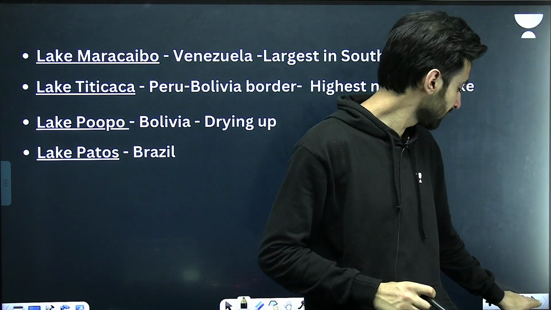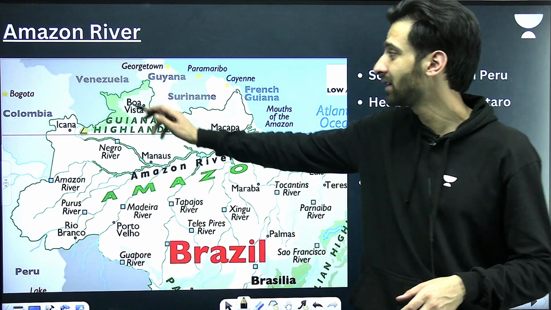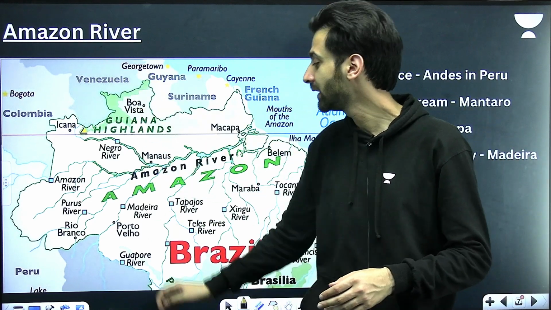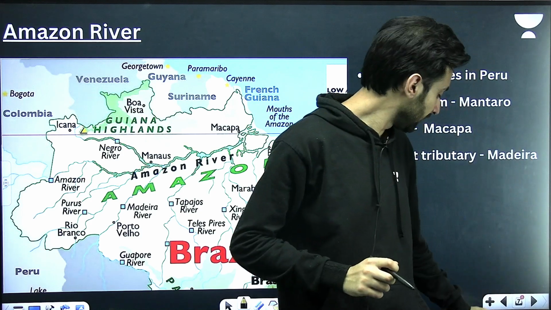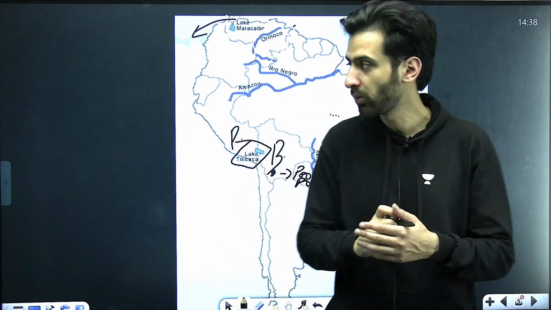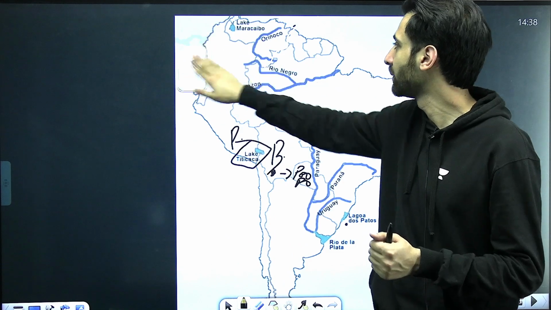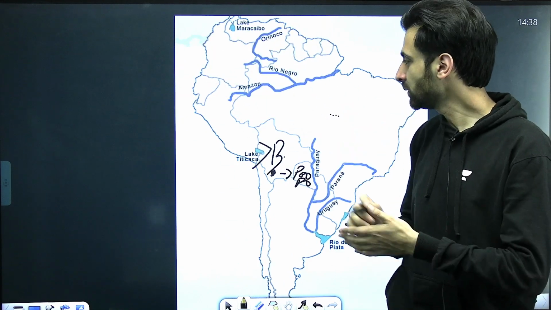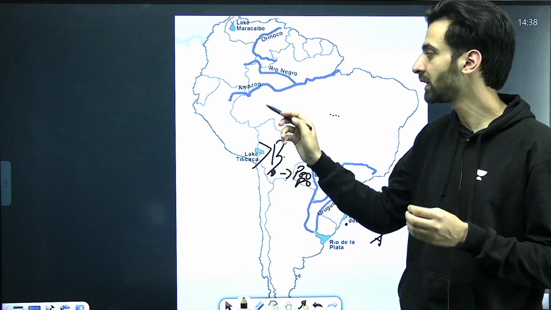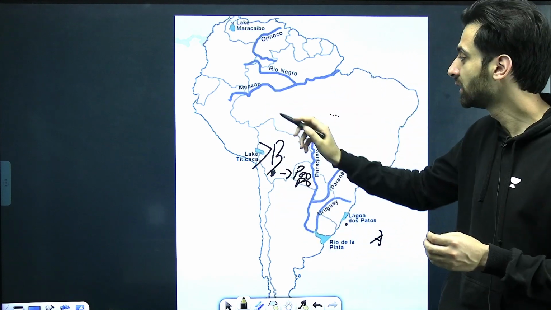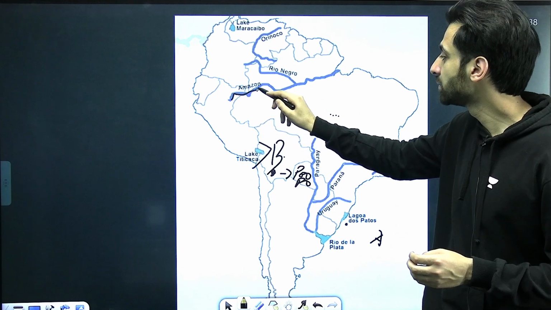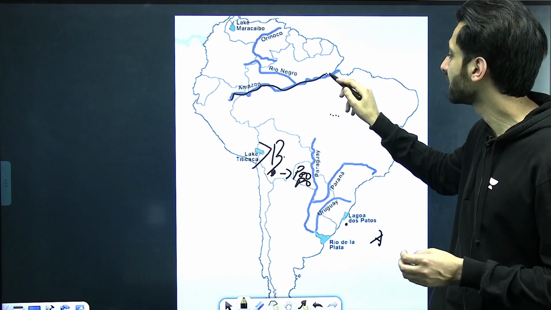So now we'll go to the next physical feature, that is the rivers, starting with the very important Amazon River. First, I'll help you understand the rivers from this map only. After that, we'll study the rivers one by one. If you're looking at this map, you will be able to figure out some of the rivers that are present there. First and foremost, that's very important, is the Amazon River.